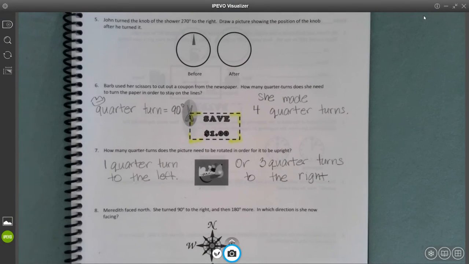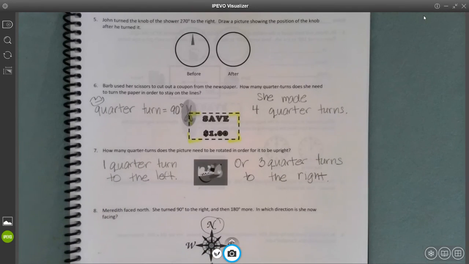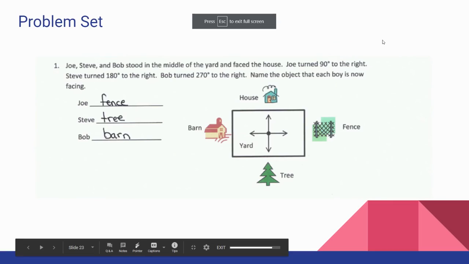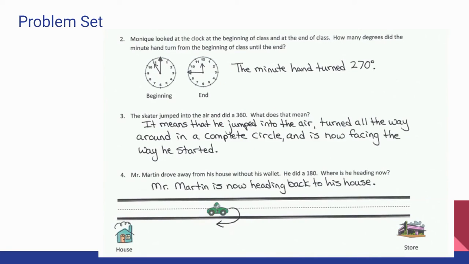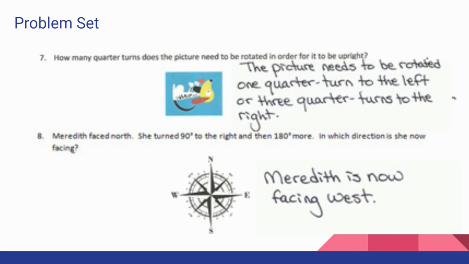All right, I'm gonna let you do 8 on your own. It talks about Meredith, and she's facing north. She turns 90 degrees and then 180 degrees more. In which direction is she facing? So you'll do that on your own and check your work. And here are the answers. We did this one together. Oops, this one is a little blurry, but you can see where the knob should be turned. We did number 6 together. We did number 7 together, and there's the answer to number 8.